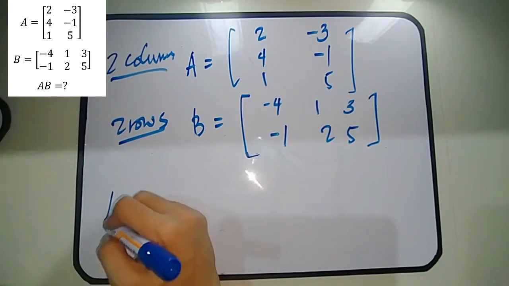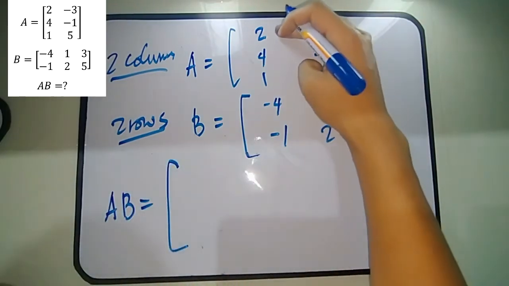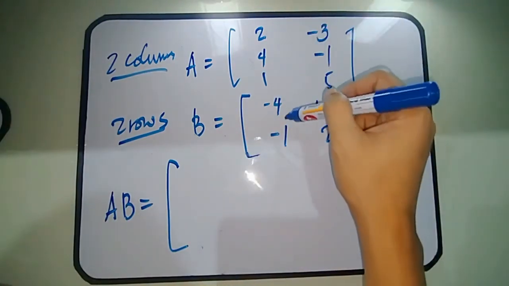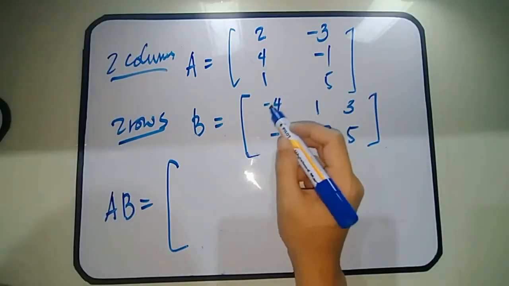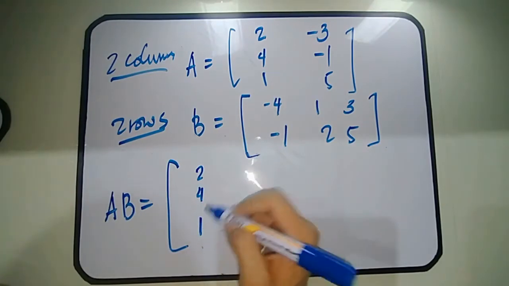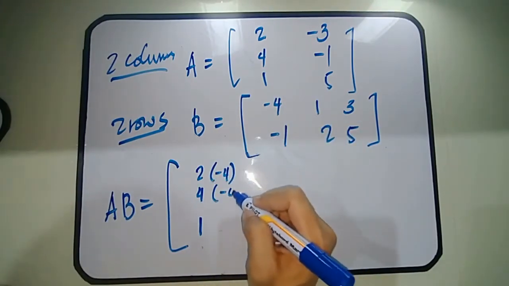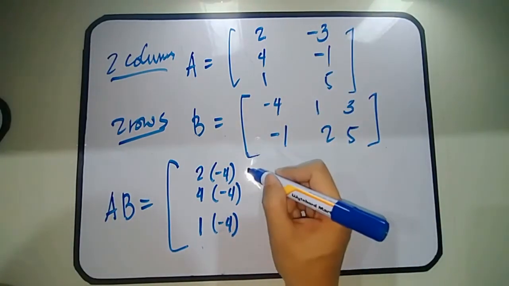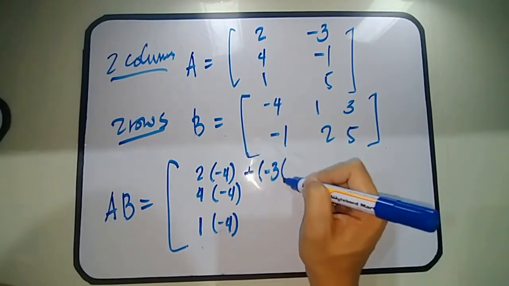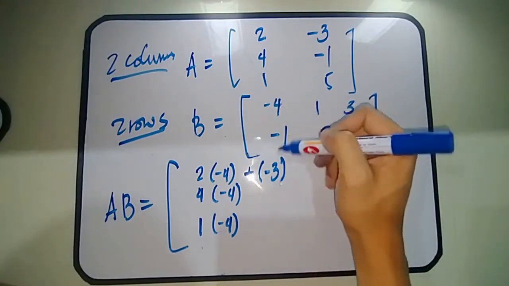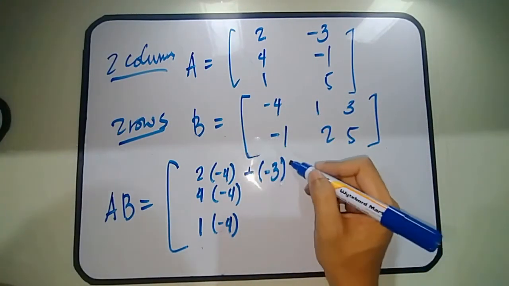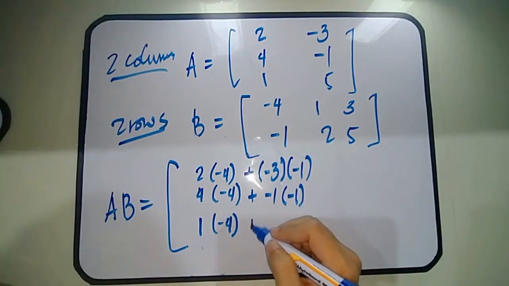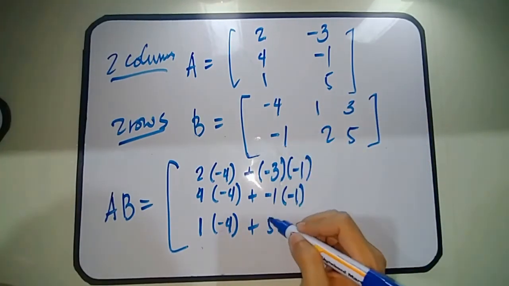Now, A times B is equal to, i-copy lang natin guys yung 2 for 1. So, yung column ng matrix A is i-multiply natin guys sa first element ng matrix B. So, you have here 2 for 1. So, negative 4 times negative 4. Then, i-add natin yung kabilang column. So, plus, you have here negative 3. Then, i-add natin yung remaining element dun sa column ng B. So, you have here negative 1. So, plus, we have here negative 1 times negative 1. So, you have here plus 5 times negative 1.